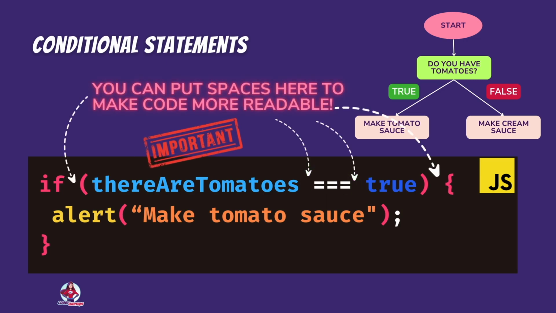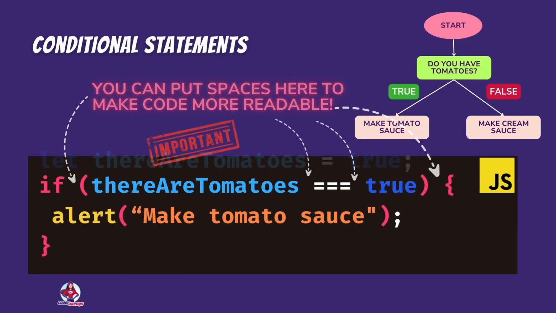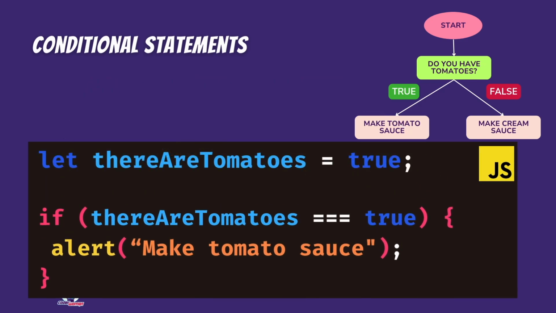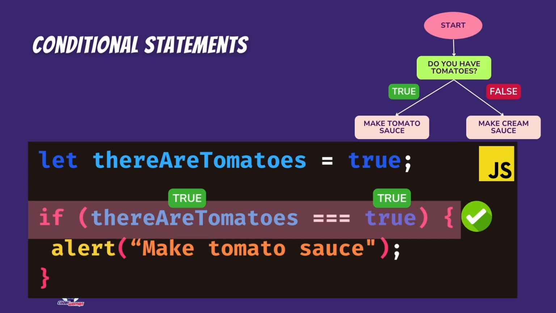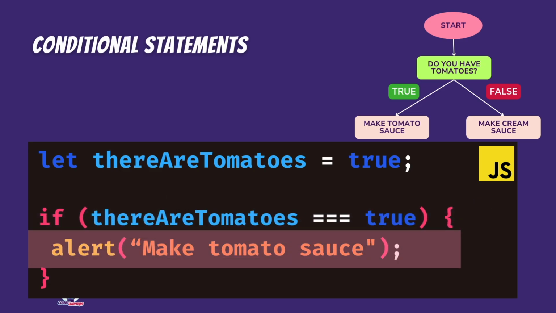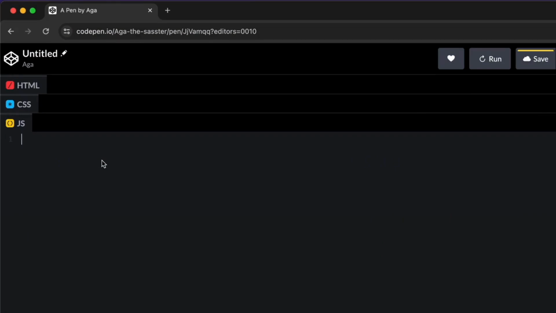How can we write in JavaScript that we actually have some tomatoes? We can create a variable, for example, thereAreTomatoes, and set its value to true. Okay, so in this example, we have tomatoes in the fridge. Then we check if we have them using a conditional statement, which is true. That means what's inside will happen and we'll see an alert. But instead of just watching slides, let's go to CodePen and play with this example. I'll type this code into the JavaScript panel.